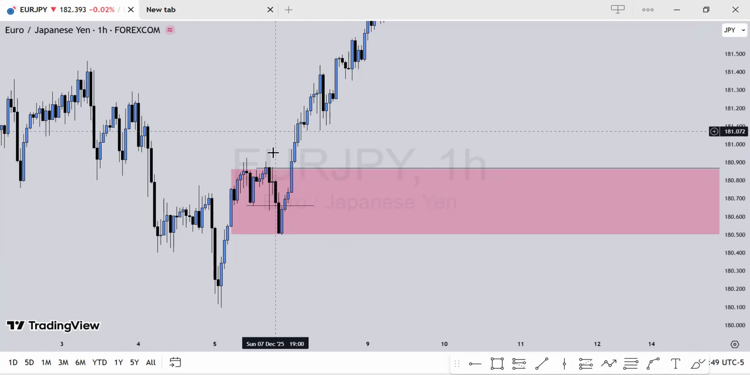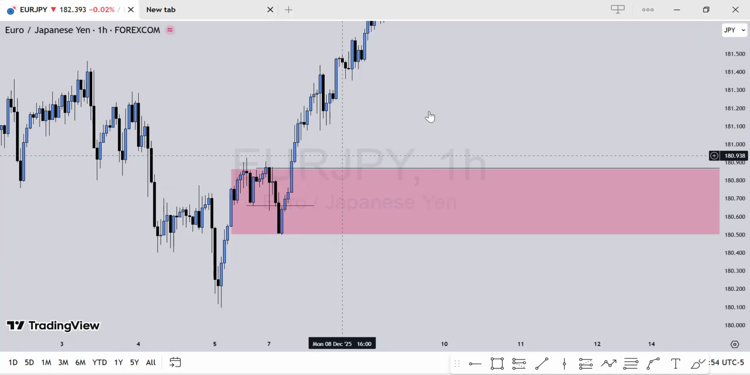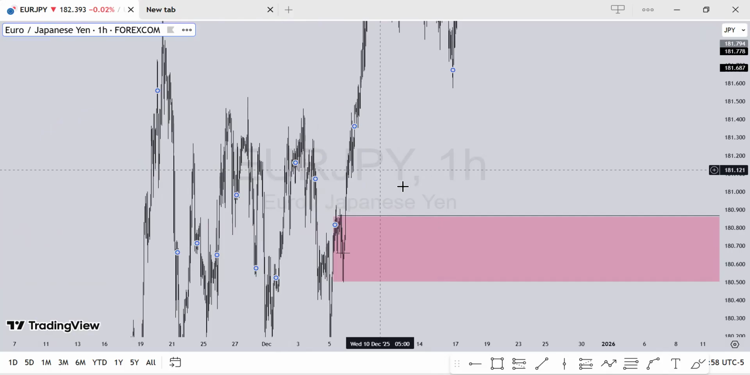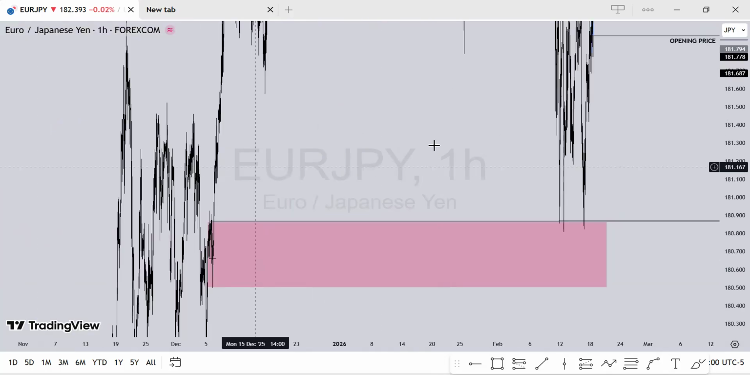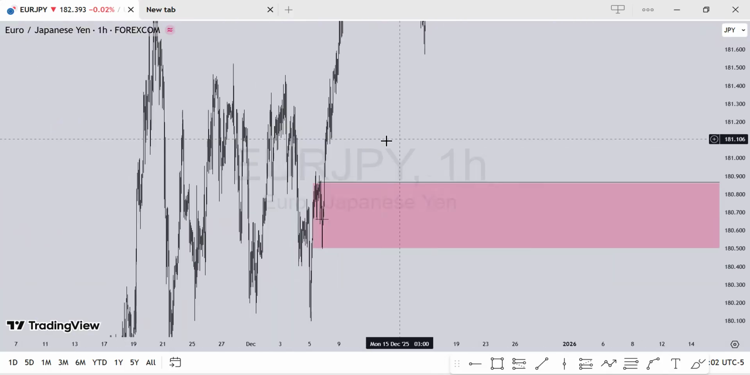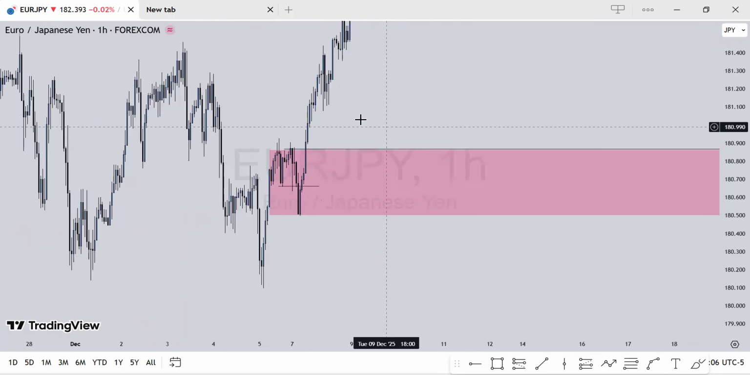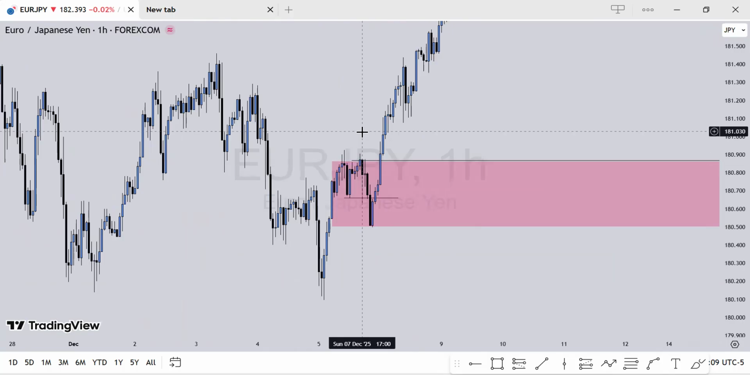Now, another thing that served as a very, very strong confluence that made me believe that as price came down to this low, it was just gonna hold price. It's something that I barely talk about, one of my secret sauce, and that is opening price. Take a look at this very first bearish candle here. That was the opening price.